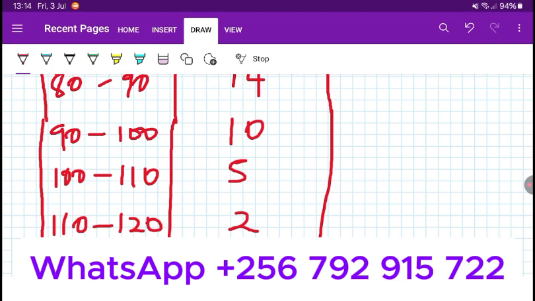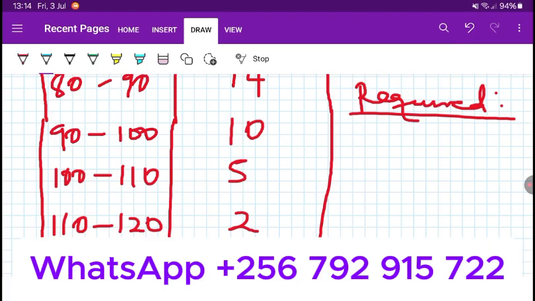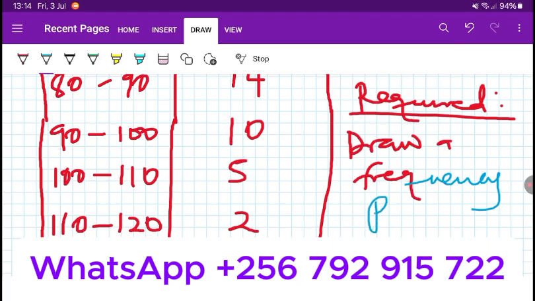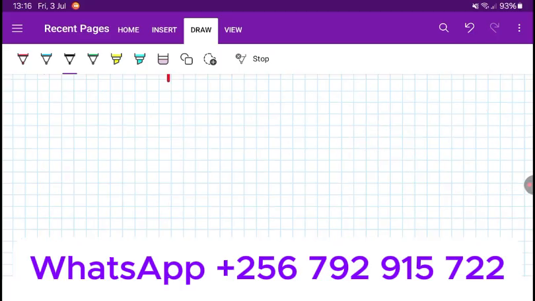Of course, the required is for us to draw a frequency polygon. Draw a frequency polygon. So of course we start with the steps. Of course, the steps for us to draw a frequency polygon without drawing a histogram, we look at this.